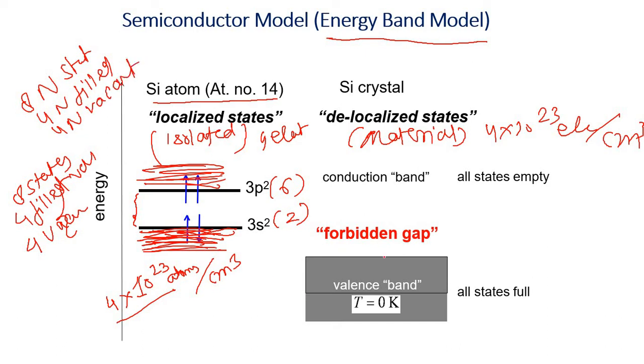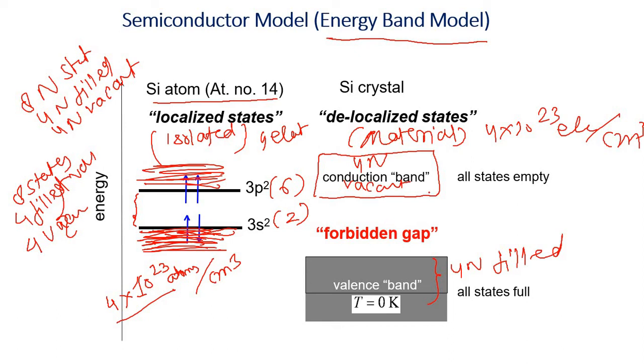So all filled states come here, and all filled states are here. And vacant states, those states which are vacant, that band is called the conduction band. Those which are filled is called the valence band. And then there is a region like this, which becomes a forbidden gap.